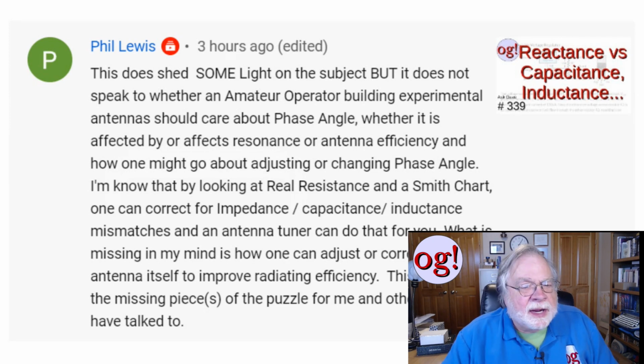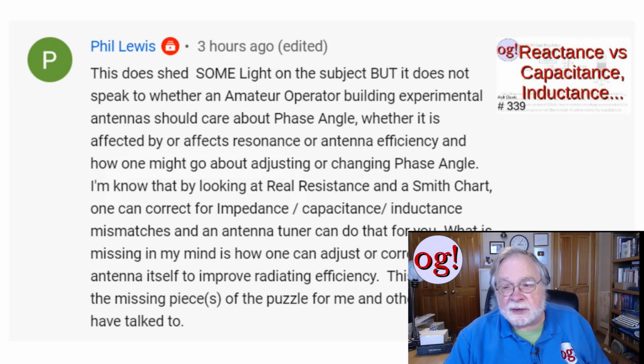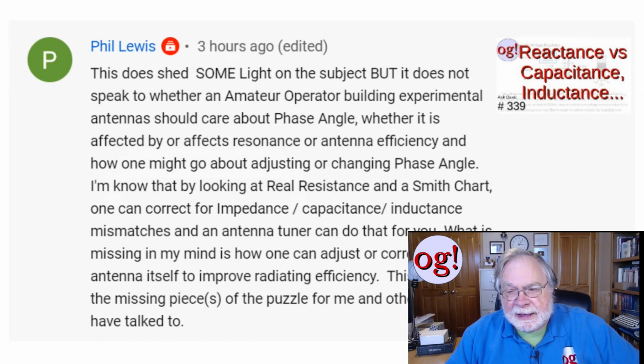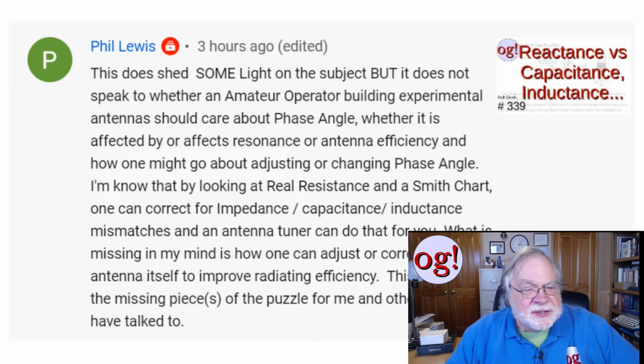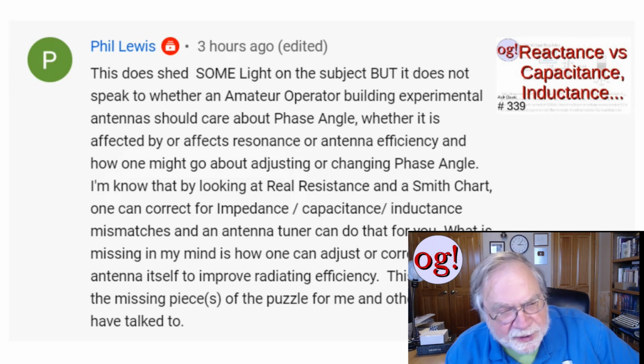He says he knows that by looking at real resistance and a Smith chart, one can correct for impedance, capacitance, inductance mismatches, and an antenna tuner can do that for you. Absolutely, it does. In fact, I know the MFJ auto tuner, the MFJ-993A, which is the one I have, actually calculates what the capacitance or inductance should be to put it in there. What is missing in my mind, he says, is how one can adjust or correct it on the antenna itself to improve radiating efficiency. This is simply the missing piece of the puzzle for me and other experts I've talked to.